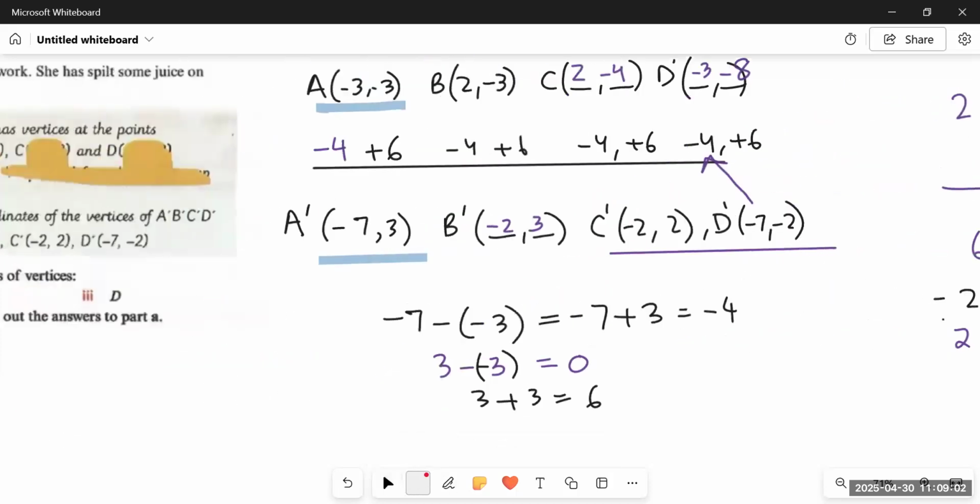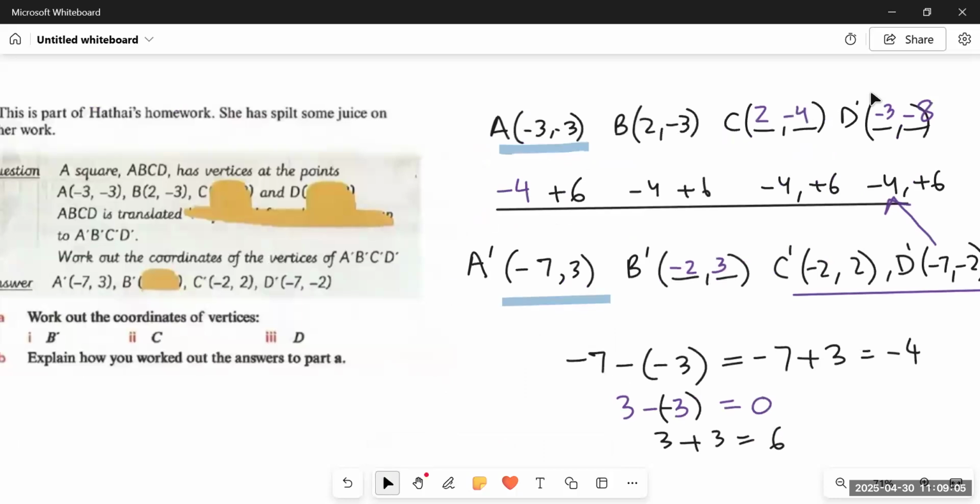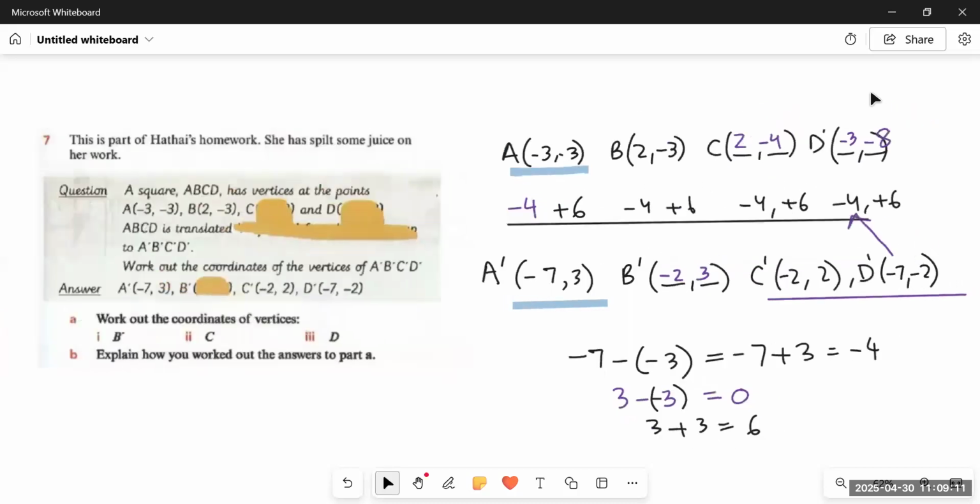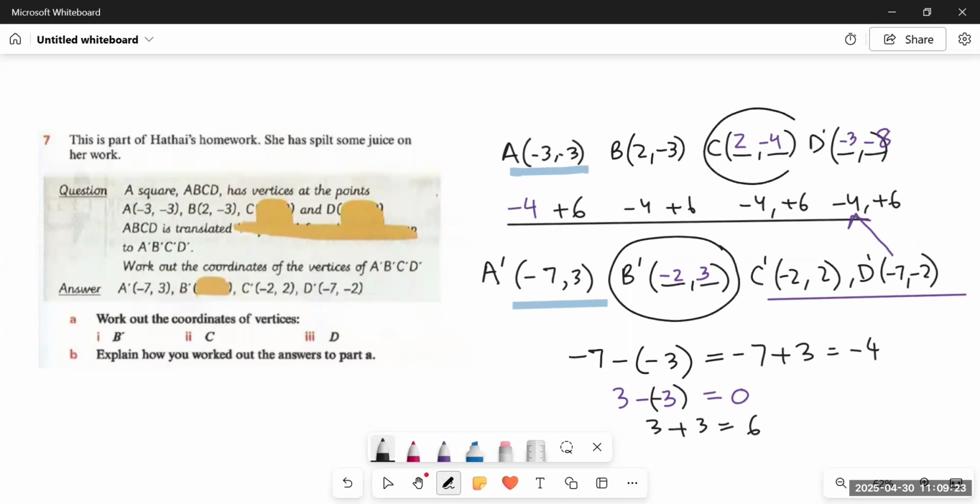If we have to move back from the coordinates of the image to the coordinates of the vertices of the object, the original shape. They're saying work out the coordinates of the vertices B dash. It's here. And then in part 2 for C, so it's here, 2 comma minus 4. And for D, it's here, minus 3 comma minus 8. And then they are asking us, explain how you worked out the answer to part A, which I have told you in detail.